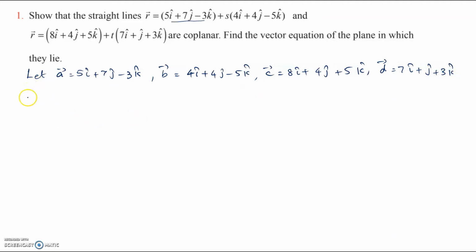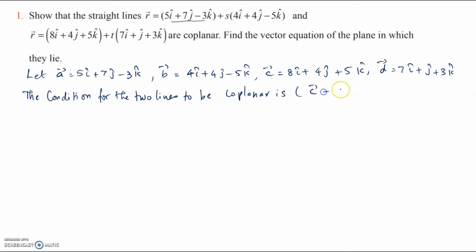Now we know that the condition for the two lines to be coplanar is c minus a dot product with b vector cross product with d vector is equal to 0. So this is the condition. So let's find our c minus a vector and b cross product with d vector.